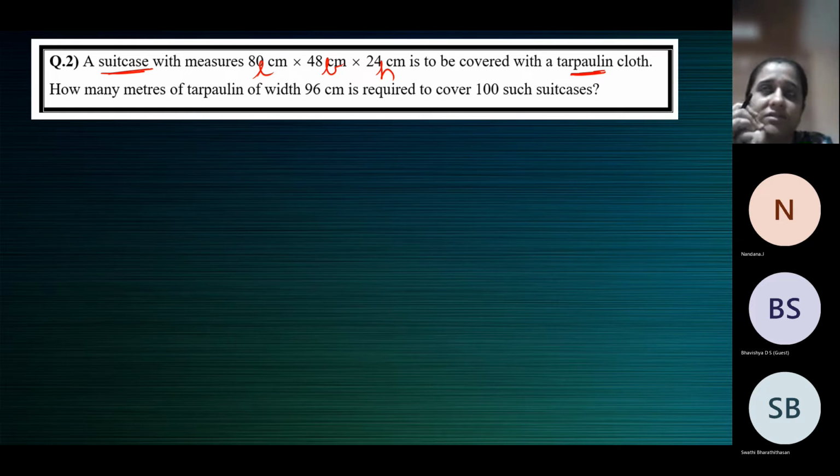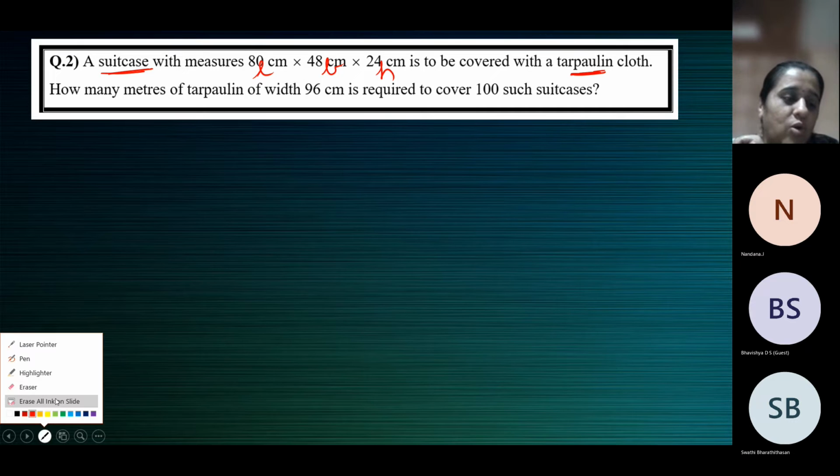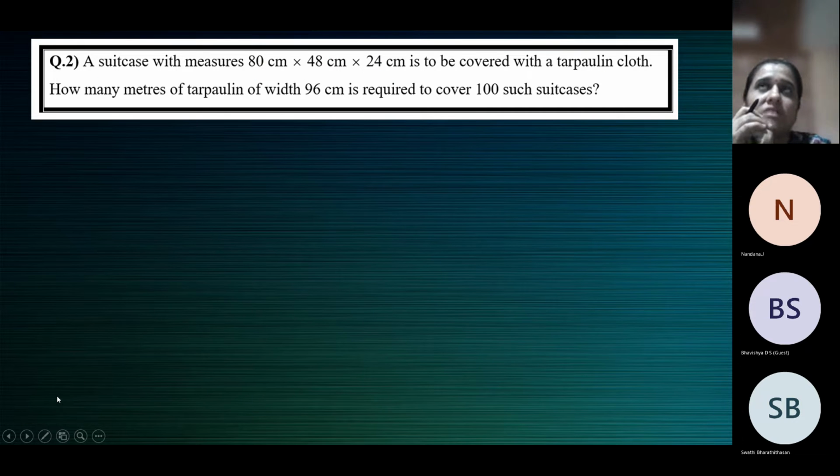So what you should understand is you must cover the suitcase all over with tarpaulin cloth. All over means total surface area. It's not volume. Volume is if you're putting something inside the suitcase. This is covering the outside with tarpaulin cloth, so it's about area.